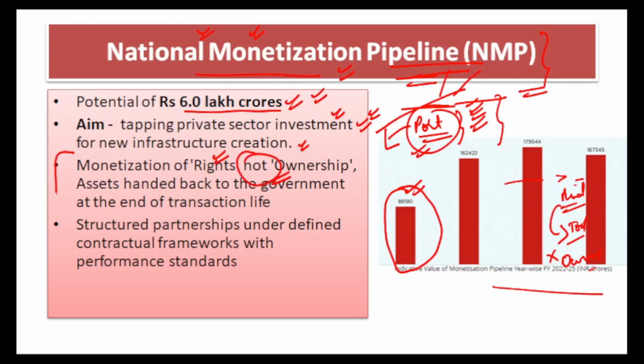In prelims, they can give a statement where they say that the ownership is transferred. That is totally wrong, because here just the right for monetizing the asset, the right for collecting revenues, the right for the use of the asset is given, and after the expiry of a certain period of time, the assets are given back to the government, because the ownership is ultimately with the government. So basically it's like leasing for a certain period of time.